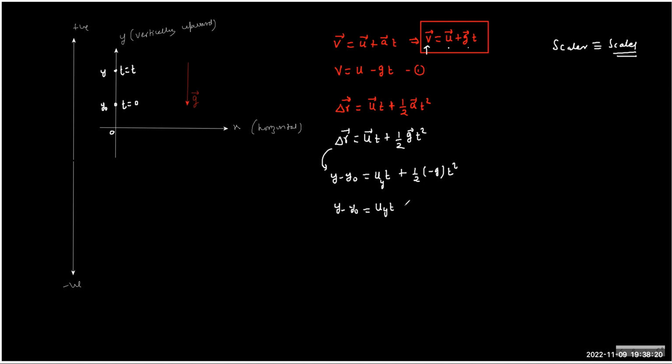So the better way of writing is like this. So y minus y naught equals to UyT, which means we're talking about the y component, and then half AyT square, which means we're talking about the y component of acceleration. And now further you can substitute. I mean, I should have written this step after this. Let me remove this.